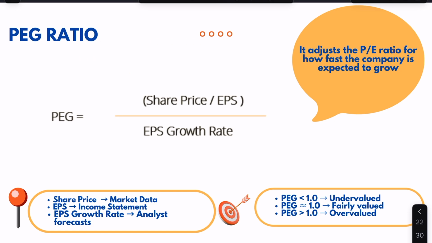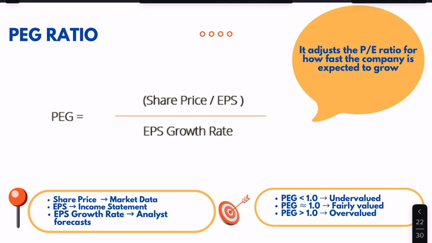Next, let's look at the PEG ratio. So this ratio adjusts the PE ratio by factoring in expected earnings growth. So the formula is share price divided by EPS divided by the EPS growth rate. So you can find this in analyst estimates on sites like Yahoo Finance or Seeking Alpha.